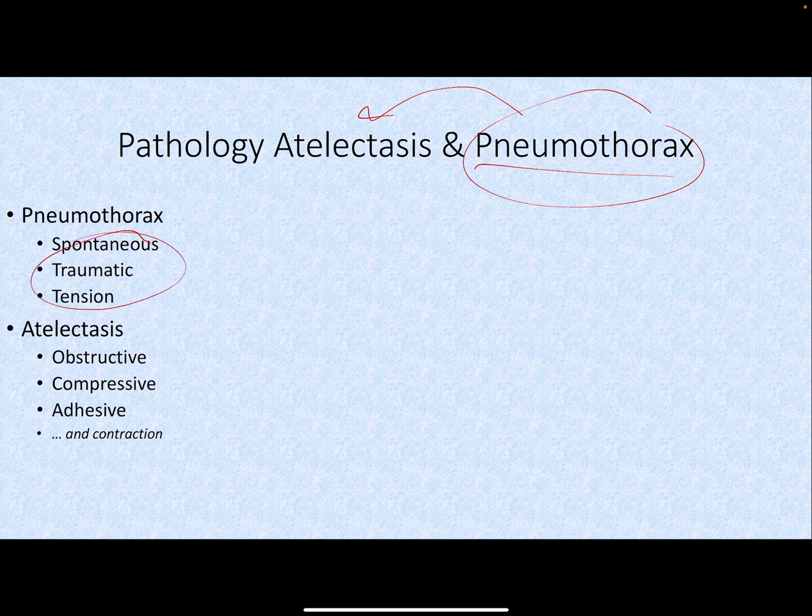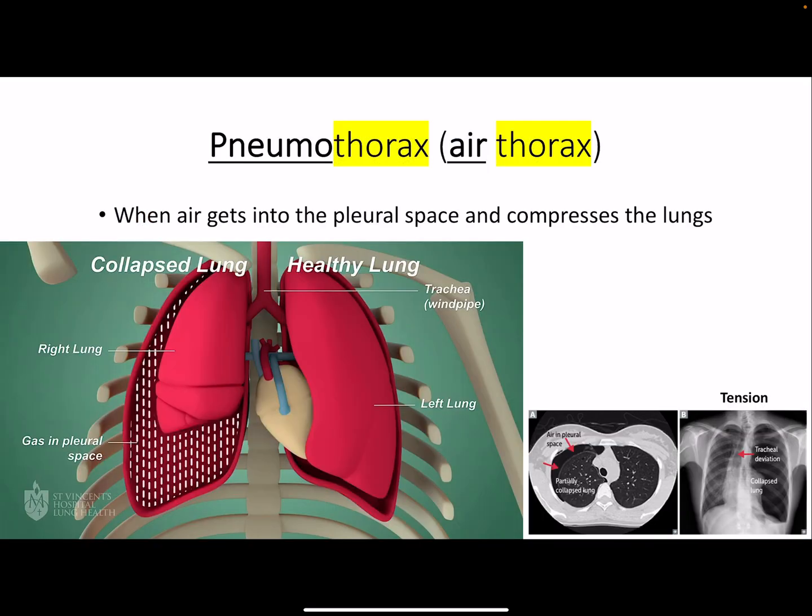Pneumothorax has 3 different versions. Atelectasis has 3 different versions. Not just kidding, it actually has a 4th version, but the 4th version is kind of rare. All right, pneumothorax. Pneumo, air or breath. Thorax is your chest. So when air gets inside of the chest.